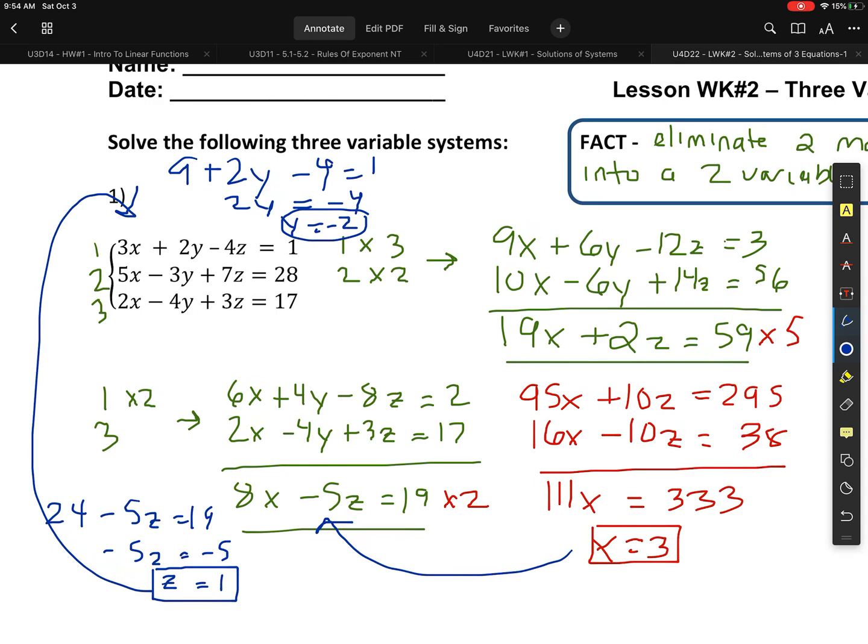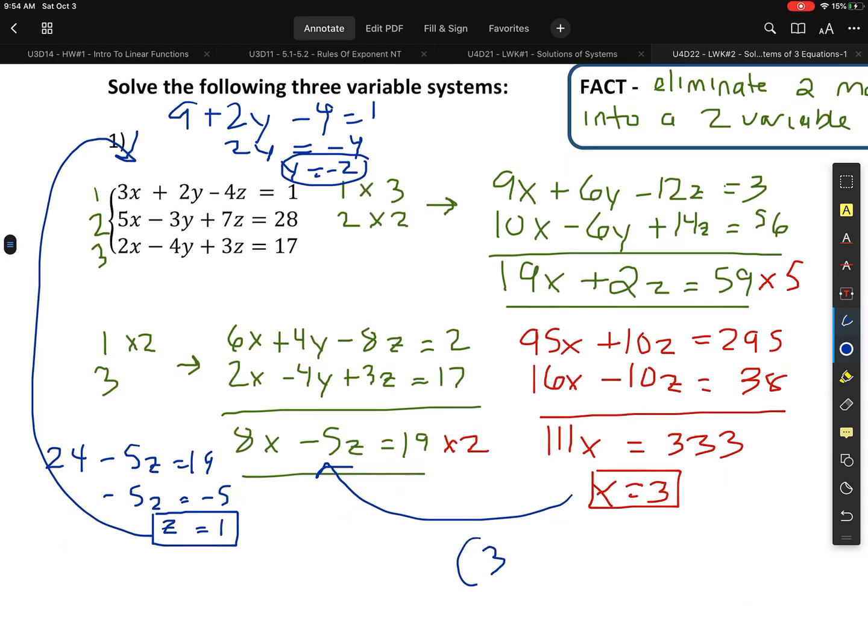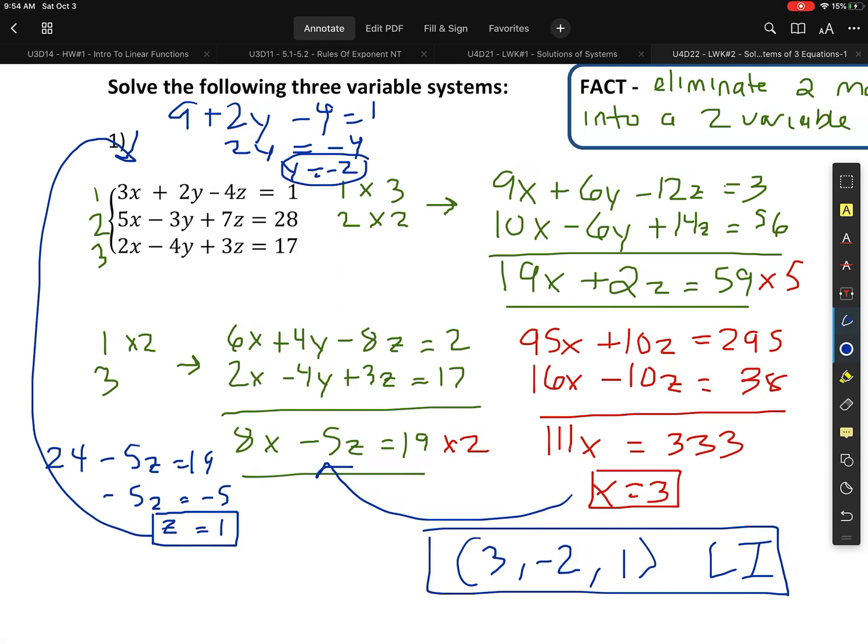There we have it. So we work our way down to solve for one variable to then work our way up. So what is our answer? 3, comma, negative 2, comma, 1. And this is a consistent independent answer because there is one point that all three of these equations cross at, and that is our solution.